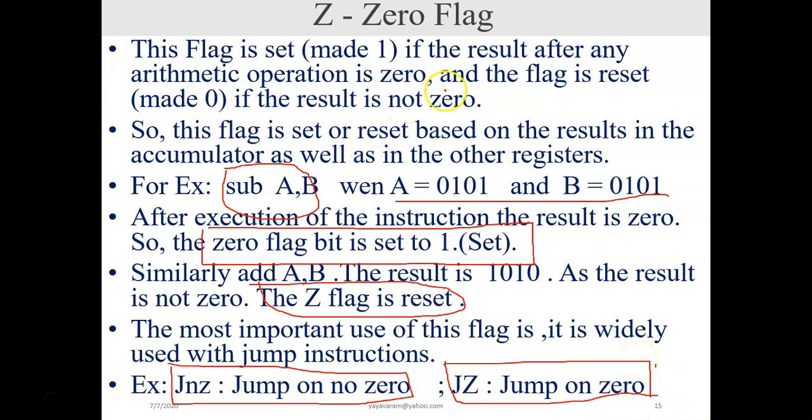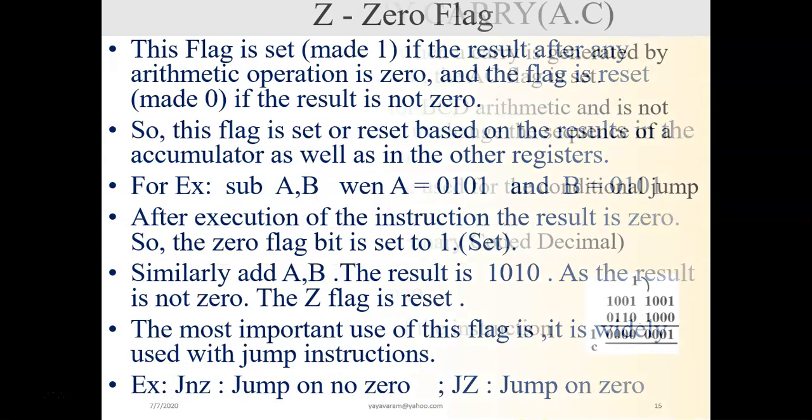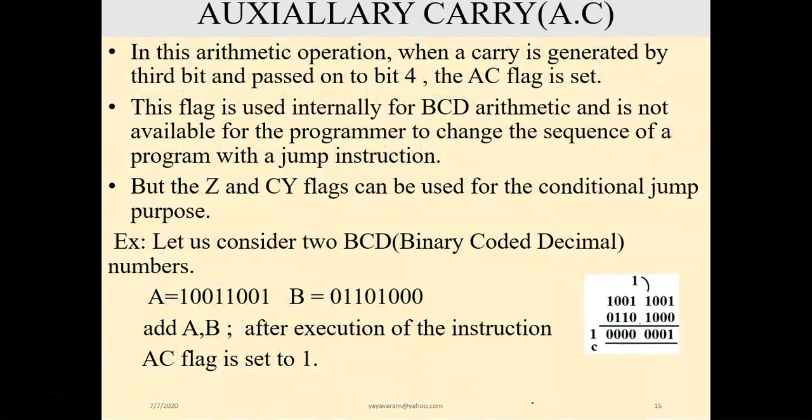So the zero flag not only represents the status, it also controls. That's why these bits are sometimes called control bits. Some of them indicate the status, some indicate the control, some help in controlling the normal execution of a program. That's why some people also call these bits of the flag register control bits. This is very important. Jump on no zero if the result is not 0. Jump on zero.